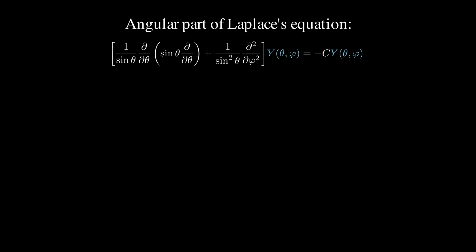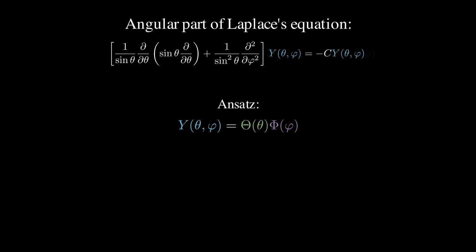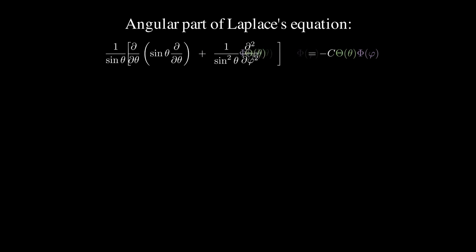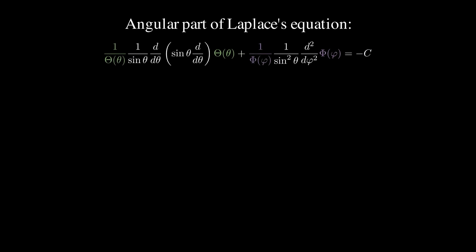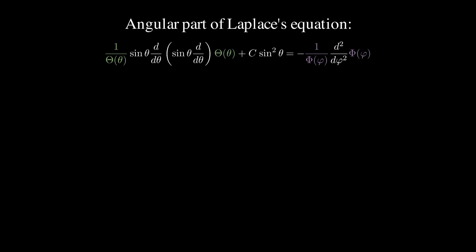In order to obtain an explicit expression for Y, we can try to solve the equation by using a similar ansatz as before, namely assuming that our function Y can be written as a product of two functions. The first one depends only on the polar angle θ, and the second one only on the azimuthal angle φ. Plugging this into our eigenvalue equation, dividing by our function Y and rearranging the terms just as we did before, we obtain the following equation. Again, since both sides of the equation depend on different variables that can vary independently, the equation can only be satisfied if both sides are equal to a constant.